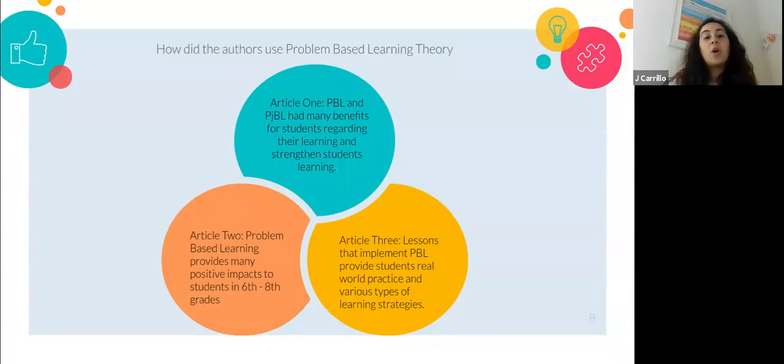And then for article number 2, it says that problem-based learning provided positive impacts for students in 6th and 8th grade. And so this would include that they had rich context. The students were able to have experience with career development. There was an increase in knowledge, and also the students had active practice with 21st century standards in college and career readiness. And then for the third article, the lessons that implemented problem-based learning provided students with real-world practice and various types of learning throughout the whole entire lessons.